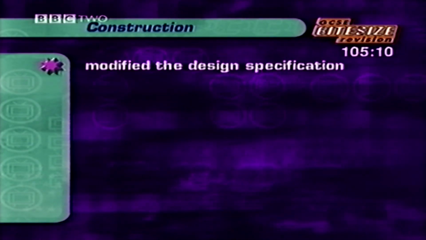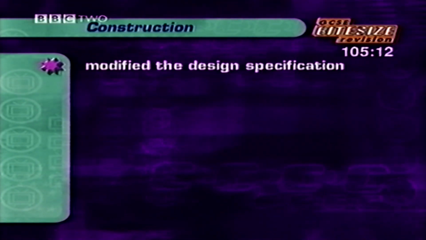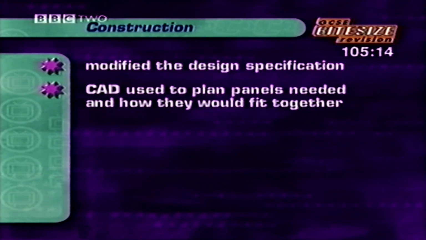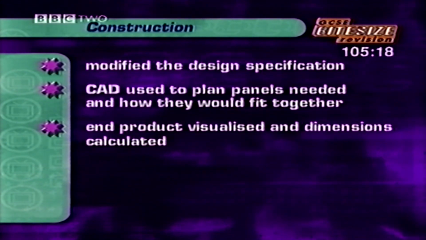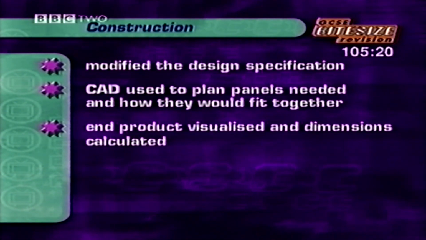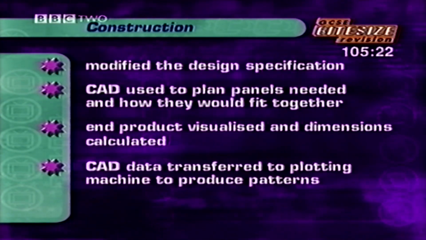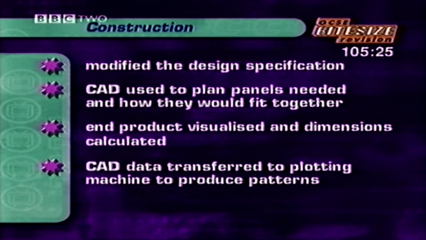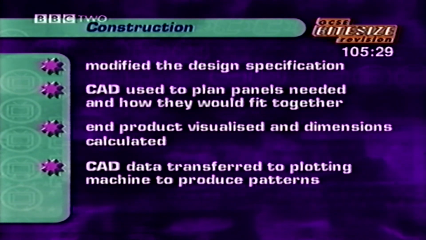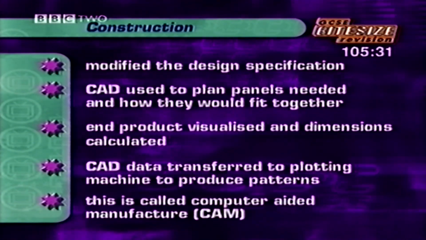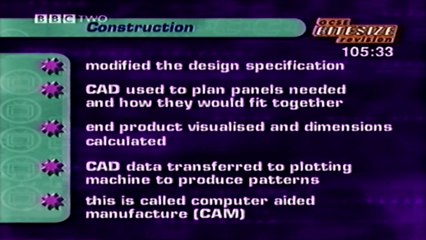As you saw, the designer used his knowledge of balloon design to modify the original design specification. Then using CAD, he planned how many panels were needed and how these would fit together. This allowed him to visualize the end product and calculate precise dimensions. These CAD data were directly transferred to a plotting machine which translated the design into a series of patterns for all the panels. This is called computer-aided manufacture, or CAM.